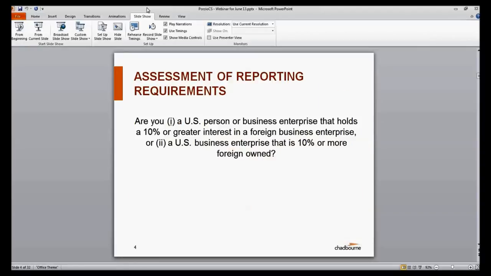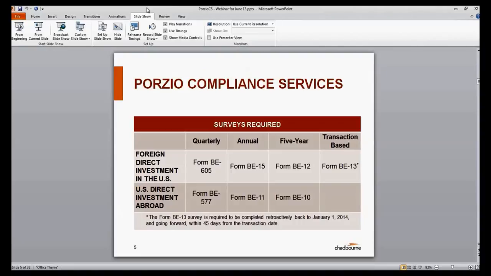This is helpful. So basically, if you're a U.S. person or business enterprise that holds 10% or greater interest in a foreign business, or a U.S. business enterprise that is 10% or more foreign owned, you have a reporting burden under the statute.